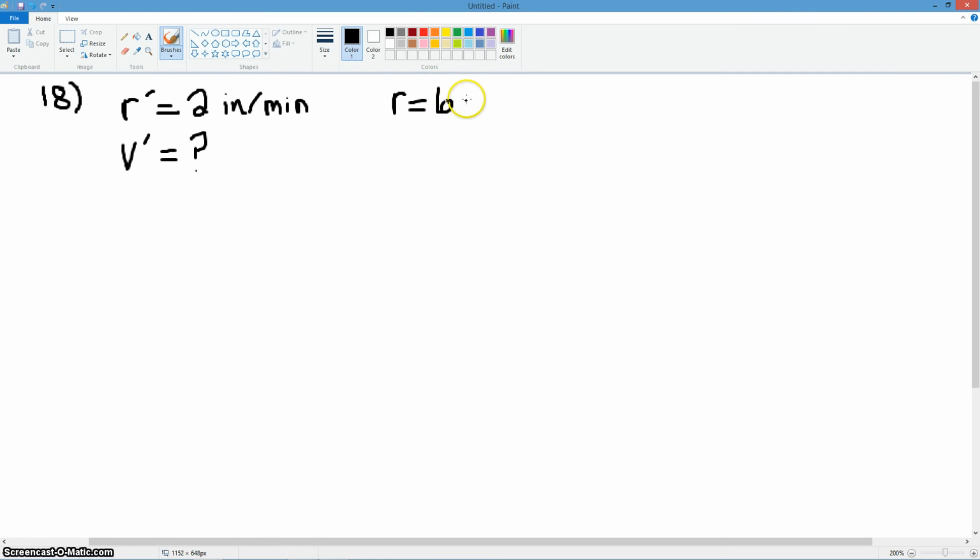All right, so we have to figure out what equation we are going to use. And in this case, it's pretty self-explanatory. We are going to use the volume of a sphere. All right, so the volume of a sphere is 4/3 pi r cubed.